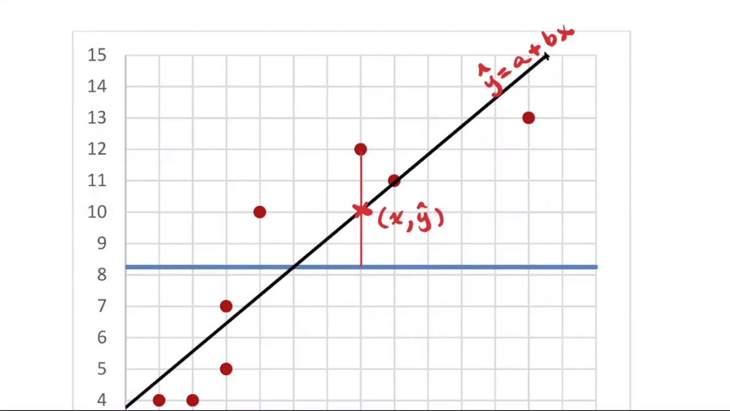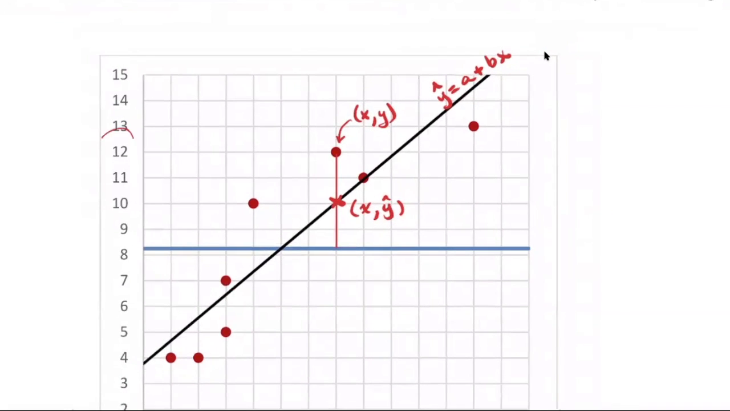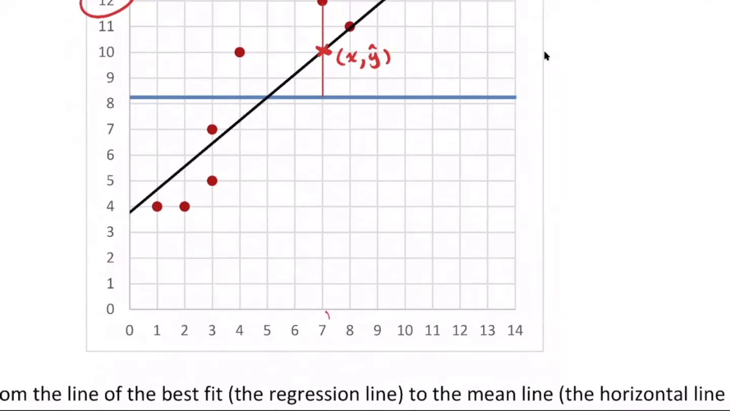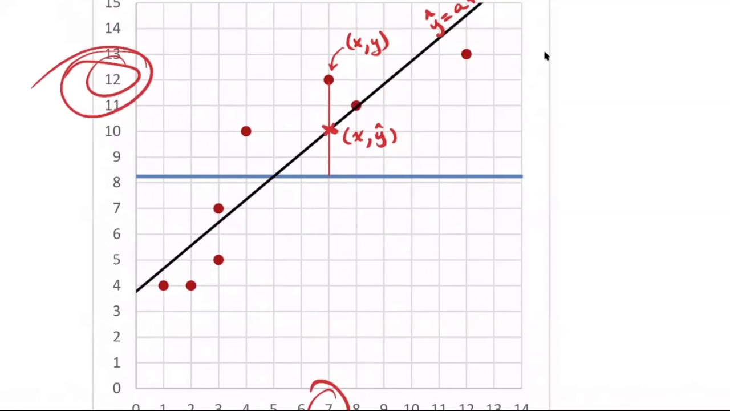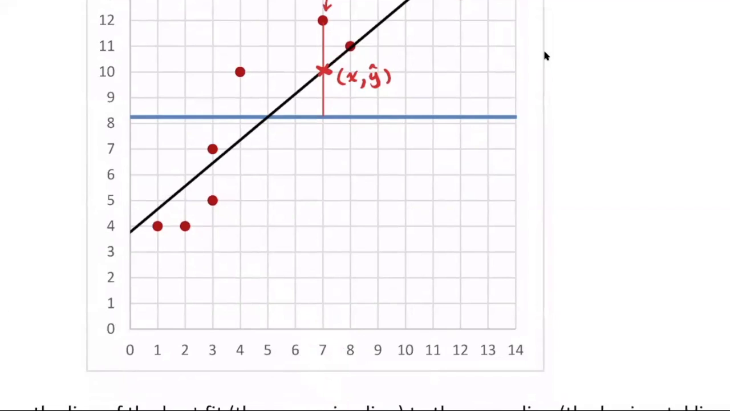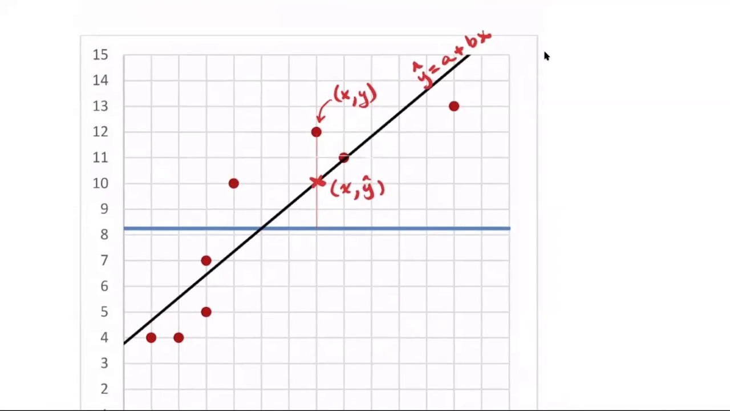Now up here, this data point, the x coordinate is the same, it's x, but the y coordinate is y. That's an observed value in the data set. And you can look it up. I mean, you can see y is 12 there. And that was the city that had 7,000 automatic weapons and a murder rate of 12 murders per 100,000 people. So that's a real observed data point. But this x, y hat thing on the line is just a prediction.